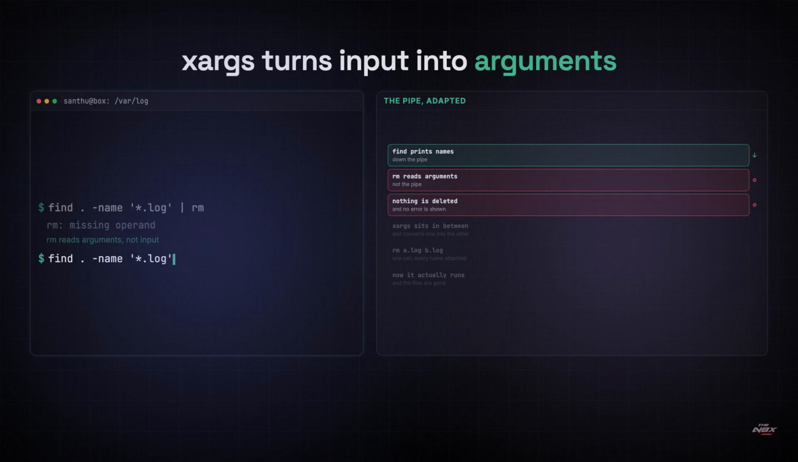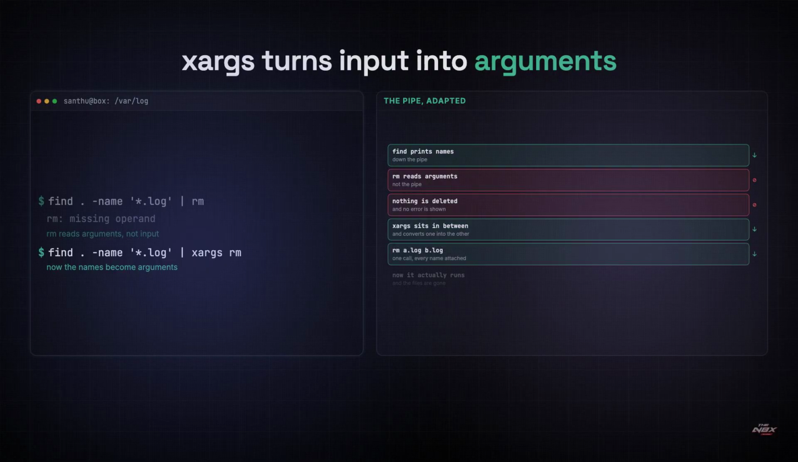xargs is the adapter that fixes it. xargs sits in the middle, reads the incoming names, and hands them to rm as arguments instead, so the delete finally runs. If your file names contain spaces, use -print0 with -0. Whenever a pipe seems to do nothing at all, xargs is usually the missing piece.